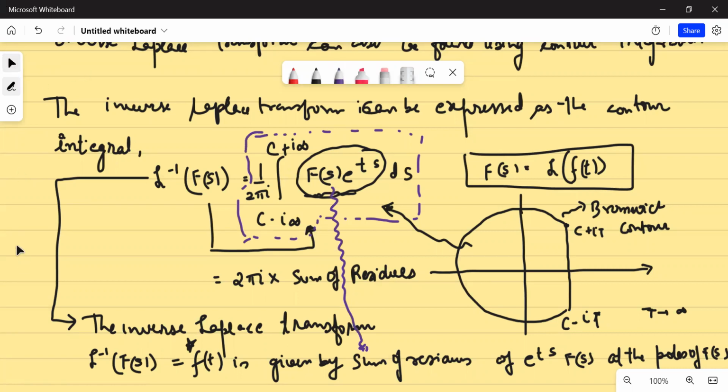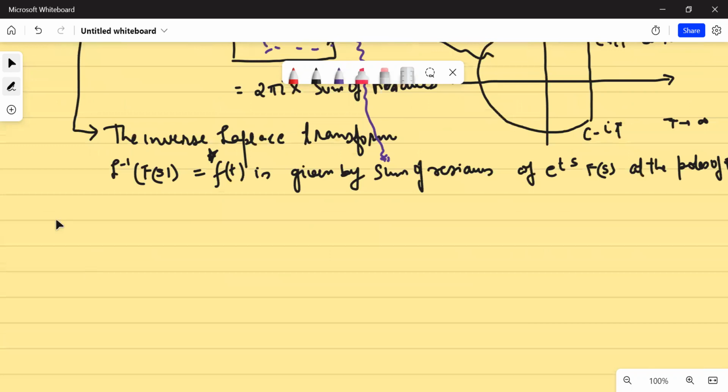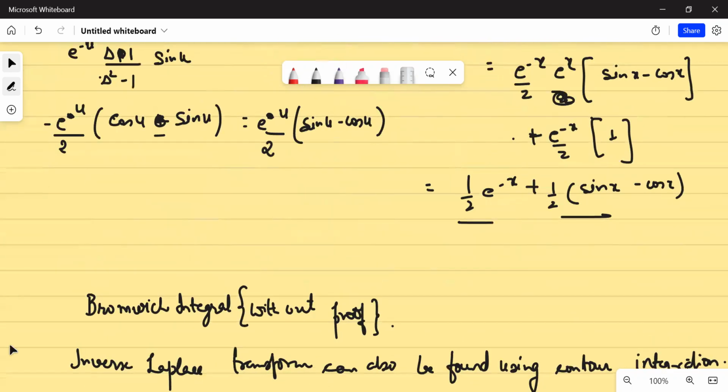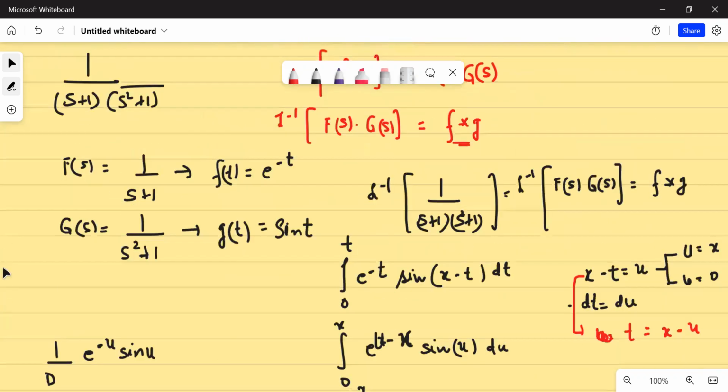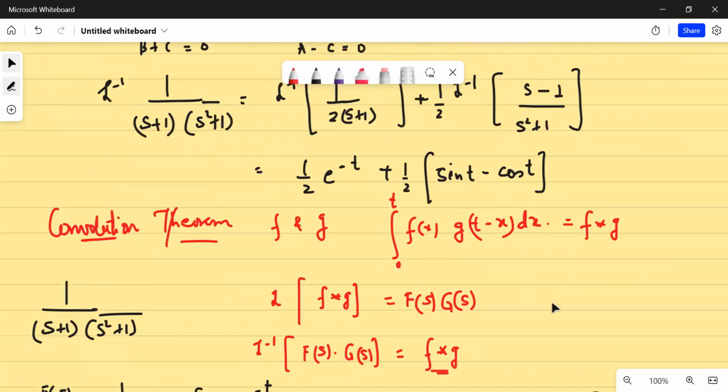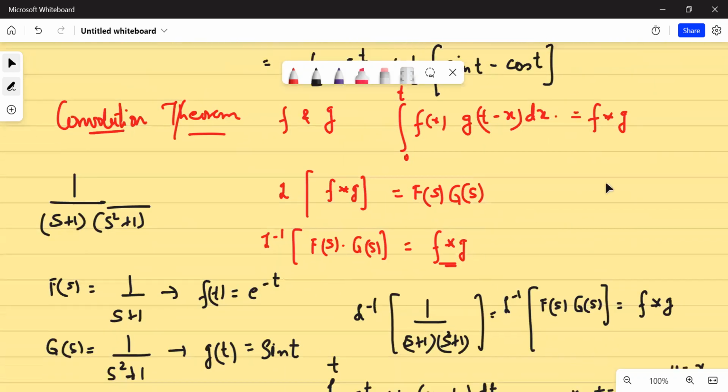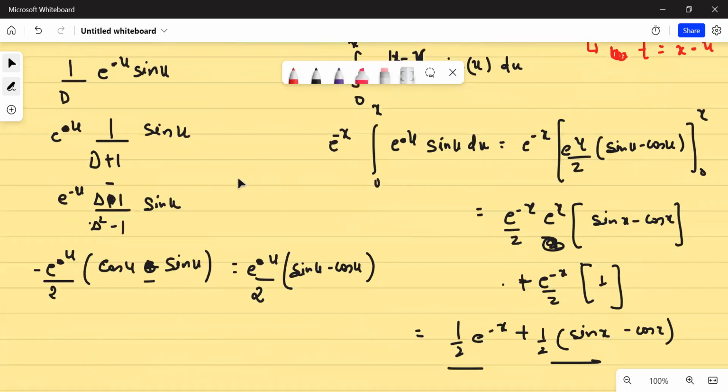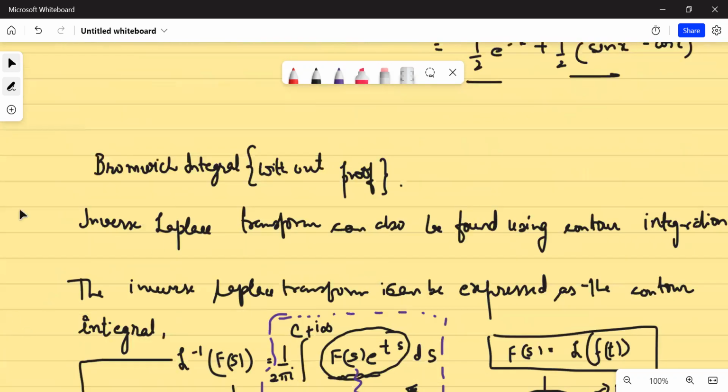Okay, good enough. Now let us try to see which question was going on, the one that we did in two ways. We did it using partial fractions. Then we did it using the convolution theorem. Then let us do it using the Bromwich integral. However, the Bromwich integral is the last resort.